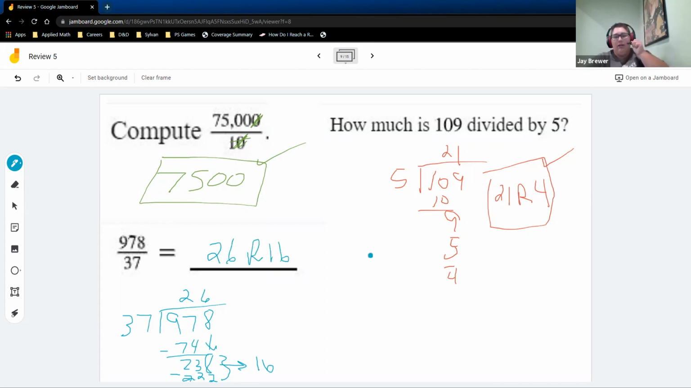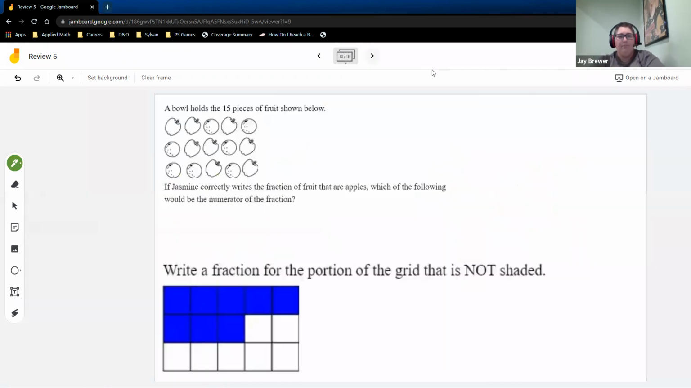Eventually, what these answers are going to look like, though, is when you see a remainder like this, you can actually write this as 21 and 4/5. Those are the same things. That is more mathematically nicer. It's more advanced. Okay, and then this one would be 26 and 16/37. Okay? All right.